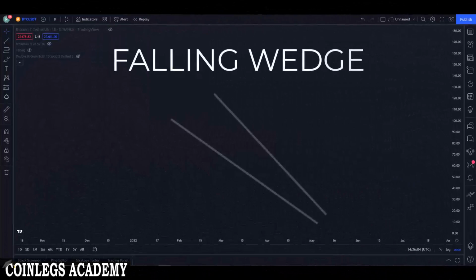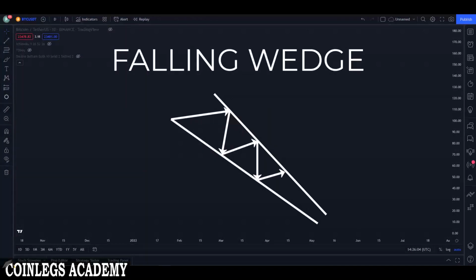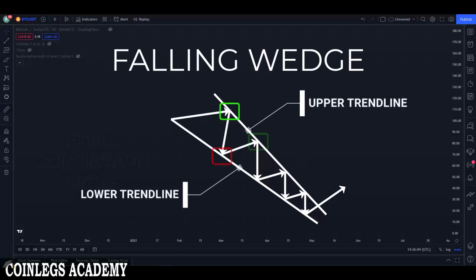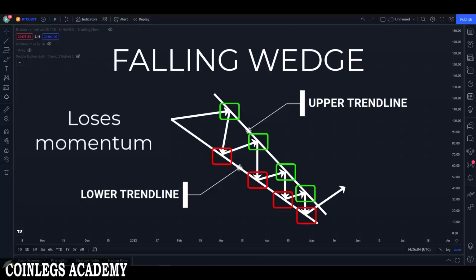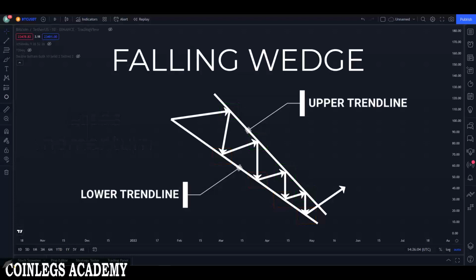Falling wedge. When a price has been falling over time, a wedge pattern can occur just as the trend makes its final downward move. The trend lines drawn above the highs and below the lows on the price chart pattern can converge as the price slightly loses momentum and buyers step in to slow the rate of decline.